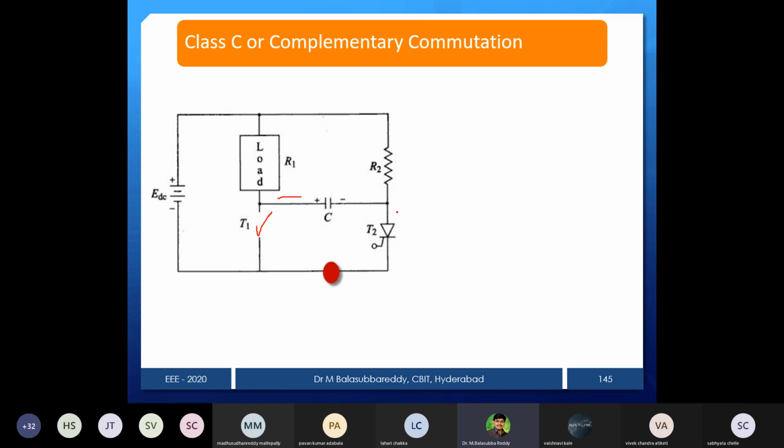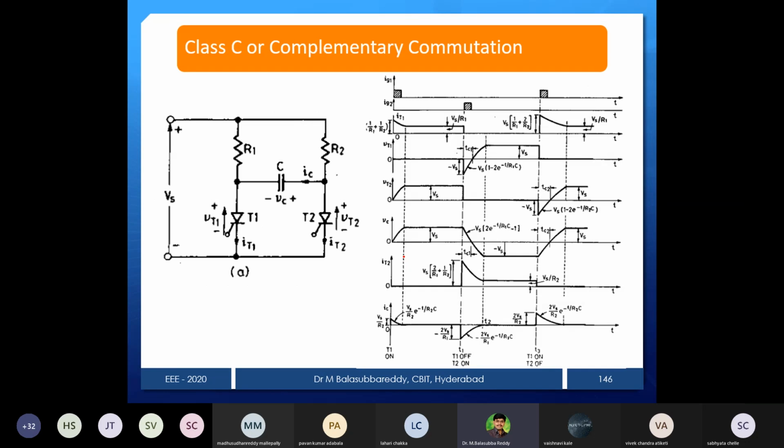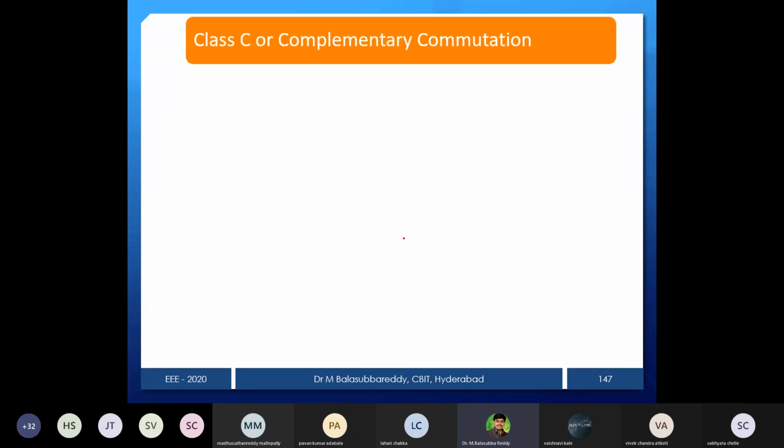And whenever I want to turn off T2, then you fire the thyristor T1 like this. If you give the pulse to T1, then the minus is connected here, plus is connected here, and T2 is going to be turned off. That is the complete operation. So I have given the total circuit operation, and here also you have to connect commutating elements. That's what I have given in this theory part again.